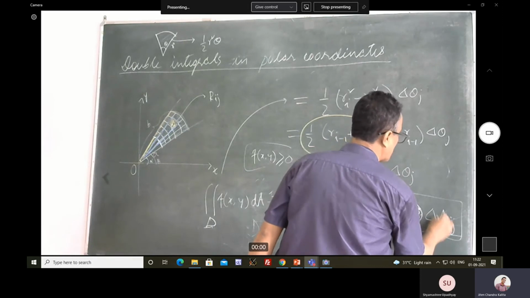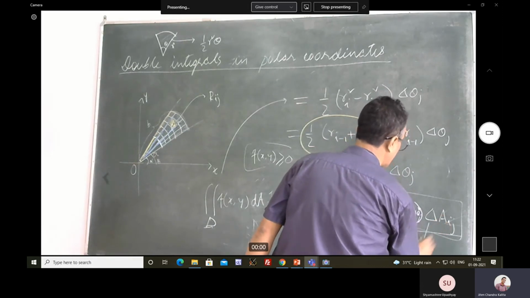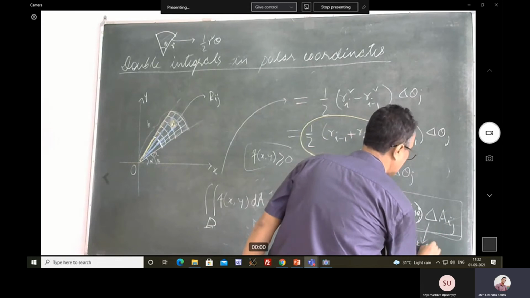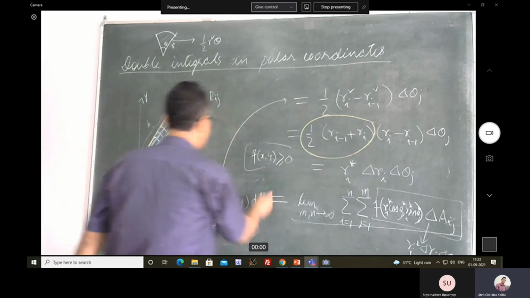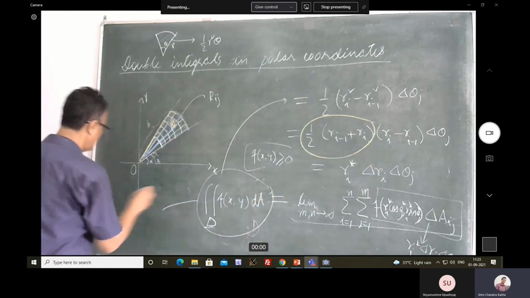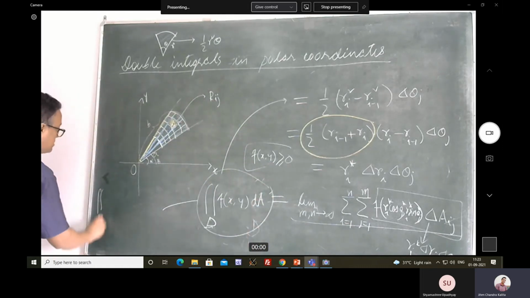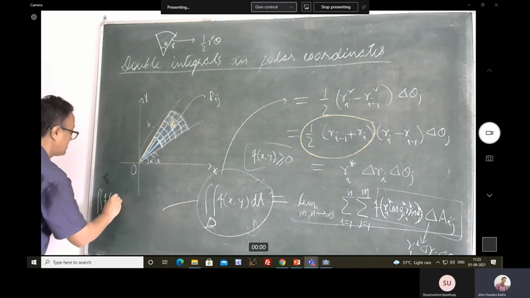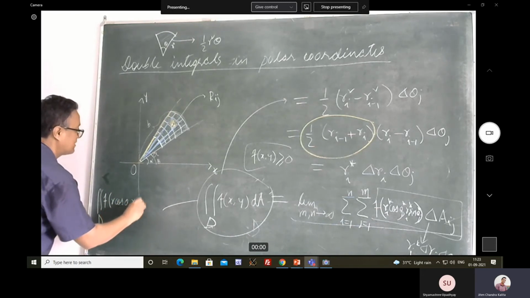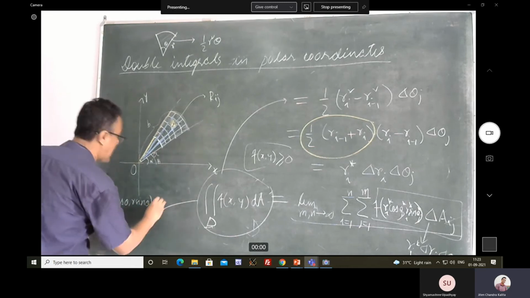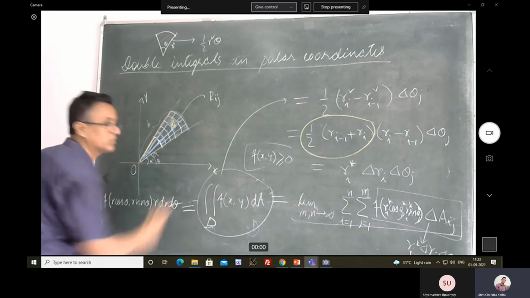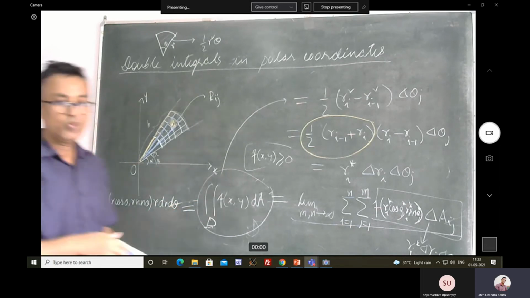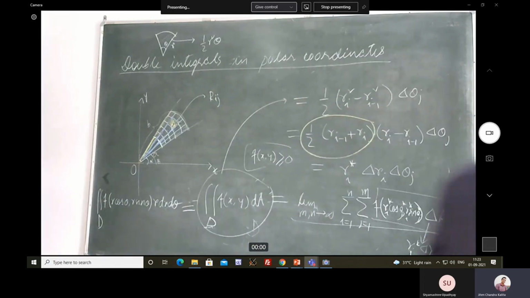And from this expression, you can see that this one is your R_i star delta R_i delta theta_j, right? So that is why this is eventually going to become the double integral over D of f(r cos theta, r sin theta) r dr d theta. This is going to be equal to this. So this is the way we are going to define the double integral in a polar region.